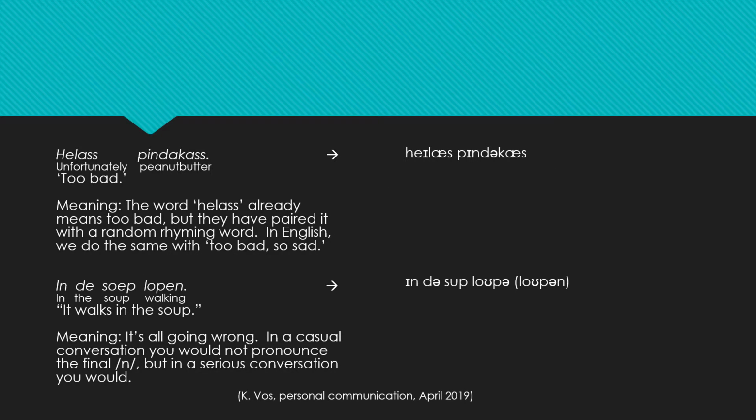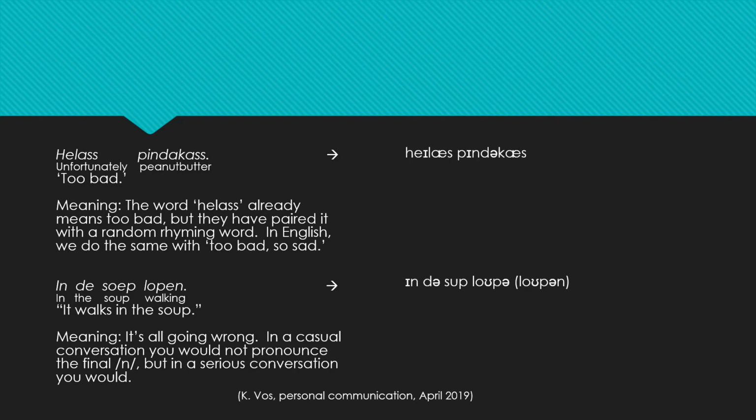So some other interesting sayings that I was introduced to was helaas pindakaas, which means unfortunately peanut butter, or in English, too bad. So what this really just means is too bad, so sad. So the word helaas already means too bad, but they've paired it with a random rhyming word, just like we do in English with too bad, so sad.